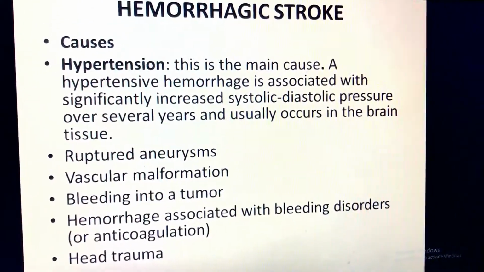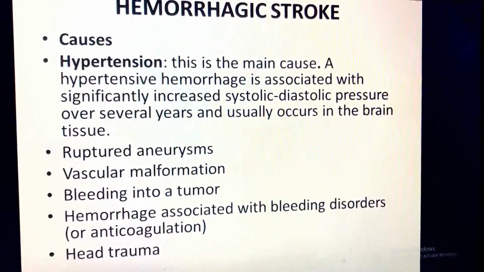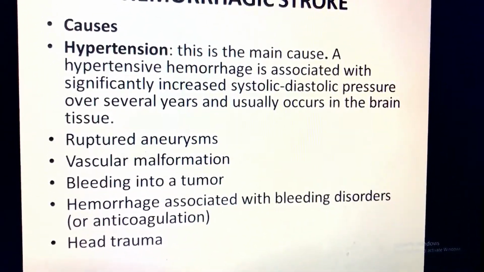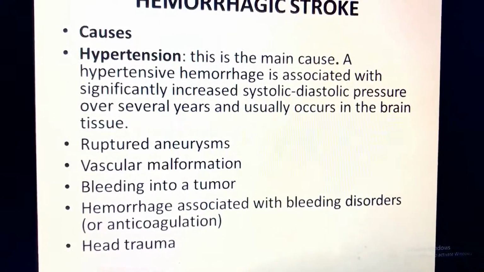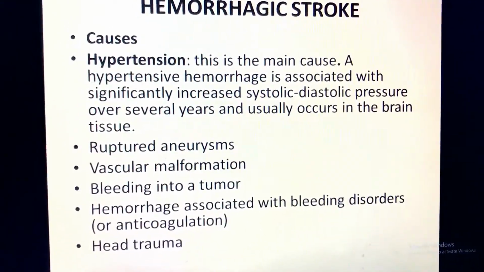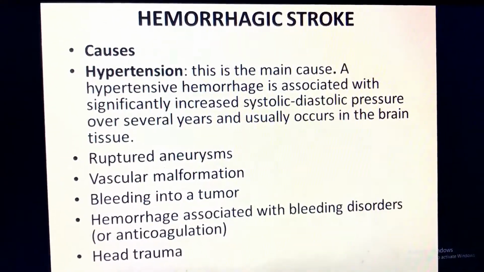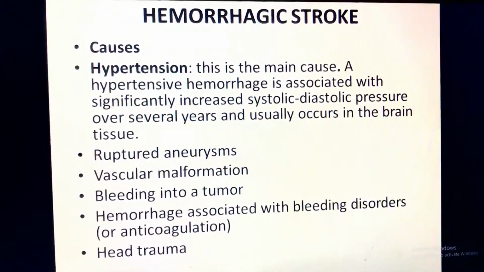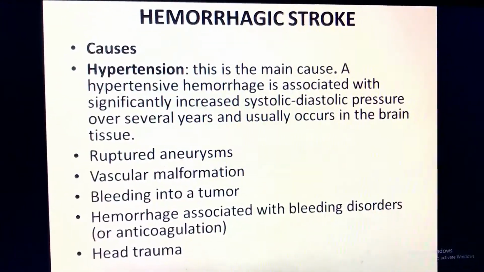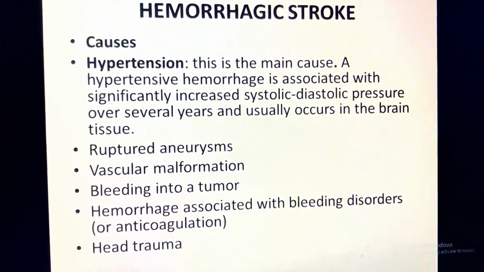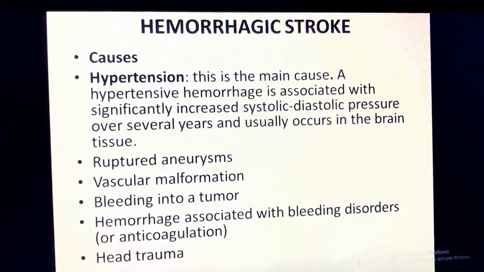Now, a lateral aneurysm can cause it. This is the rupturing of the artery. A vascular malformation can cause it, and so can bleeding into a tumor. Hemorrhage is associated with bleeding disorders and head trauma. Most of the time, the clients die from hemorrhagic stroke. That's why we have to screen for hypertension to avoid those complications. These complications kill many people.